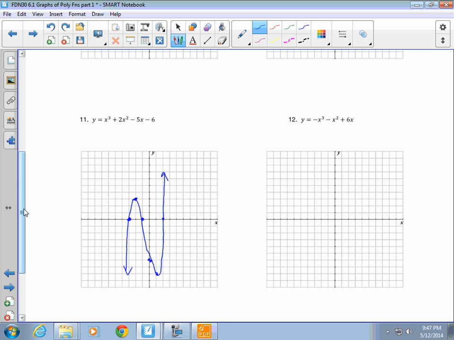And question 12, I forgot to do that example, but basically it's going to be the flip of this one. So it's going to be going more in that direction because of the negative value in the front there.